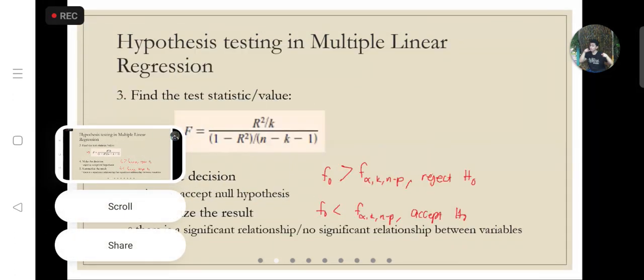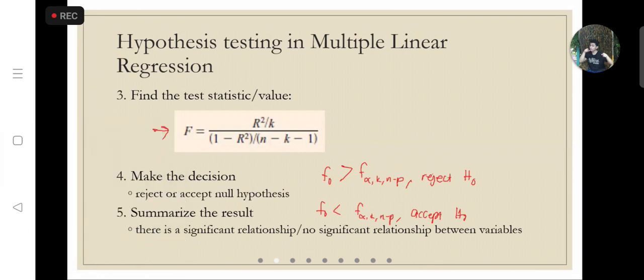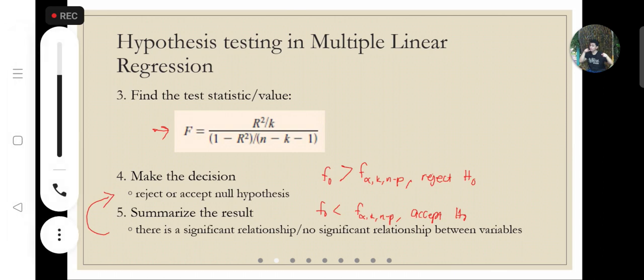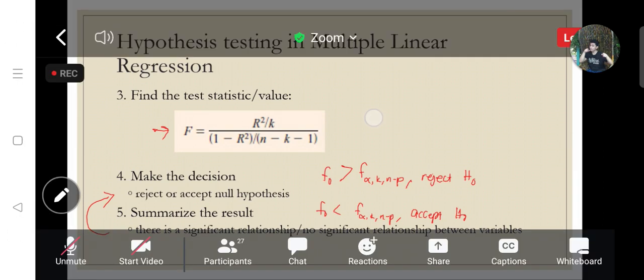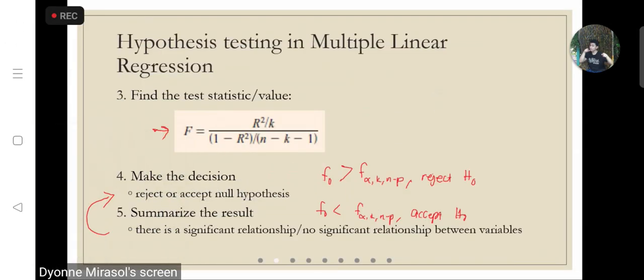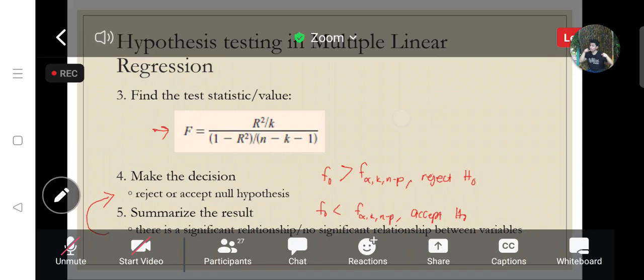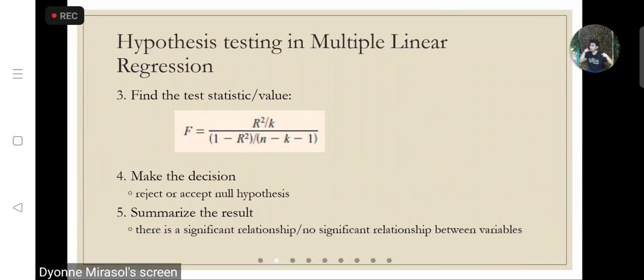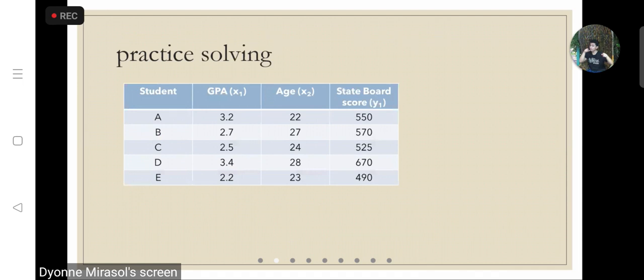And then lastly, you will summarize the result. You will identify if there is a significant relationship or no significant relationship between the variables based on your decision here. Any questions? None. Okay, so moving on, let's try practice solving.